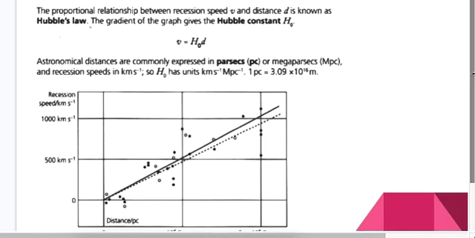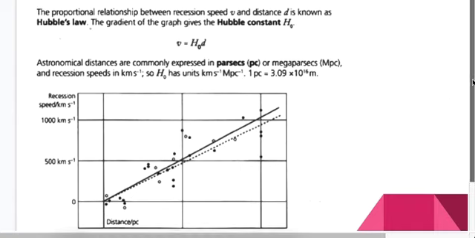Astronomical distances are commonly expressed in parsecs or megaparsecs, and recession speed is typically quoted in kilometers per second. So the recession speed or the recession velocity is equal to the Hubble's constant, which is the gradient of this graph, times the distance d.